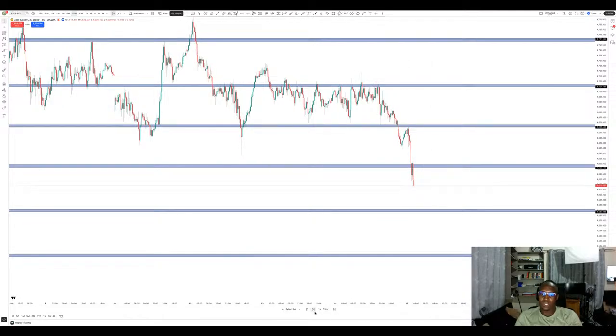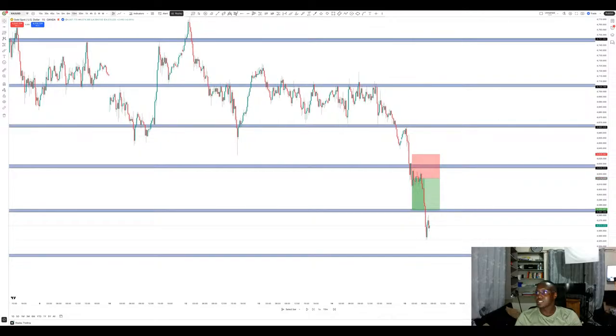So what we do is we wait for a retest. Upon confirming a retest, that's when we can execute and enter. We can enter and have the next support as our target or take profit. Hope that's understood.